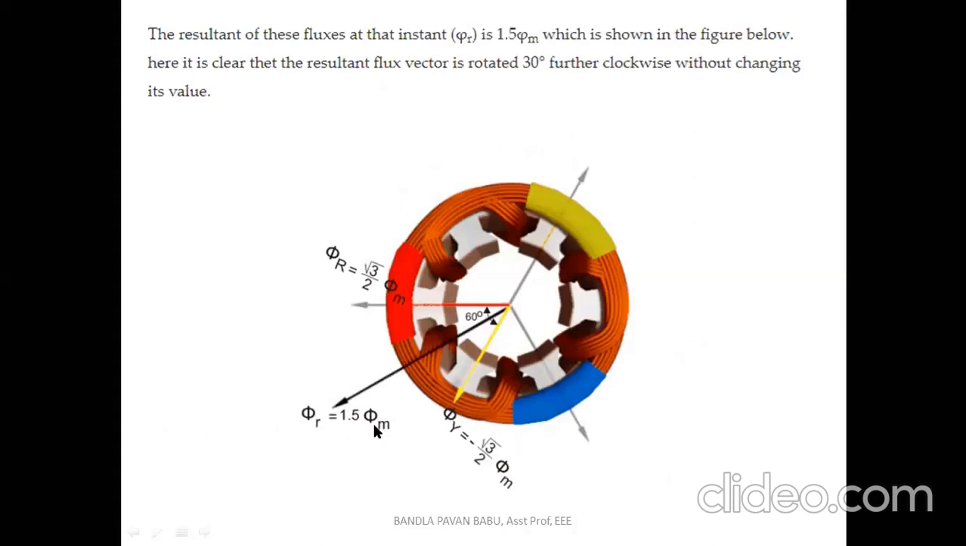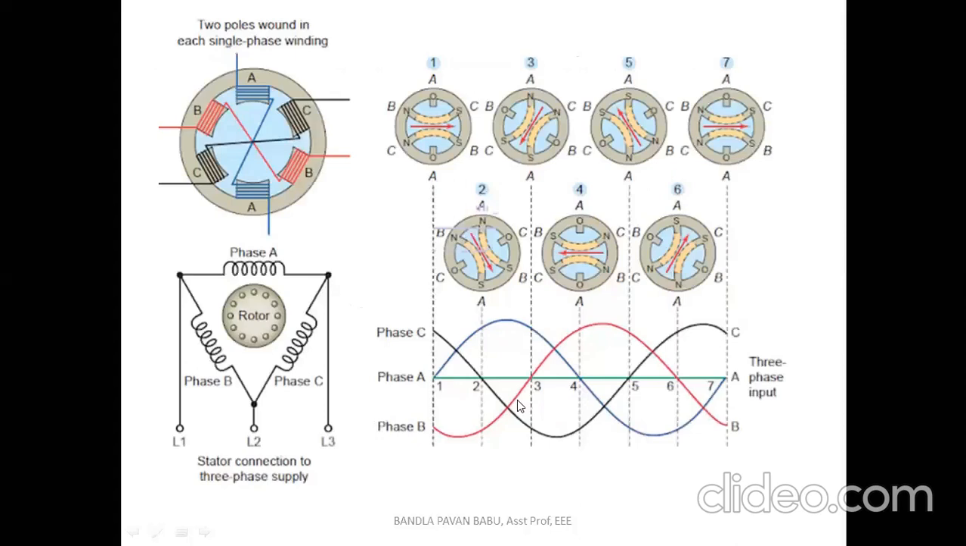There exists a constant flux, that is 1.5 φm, where φm means maximum flux. Likewise, if we substitute, look at here. This is for ωt equal to 0 degrees, and this is for 60 degrees. So this is the position, and for ωt equal to 120 degrees, this is the position there. Likewise, there is a clockwise rotation of the flux developed in the stator winding. So this is called the concept of rotating magnetic field.